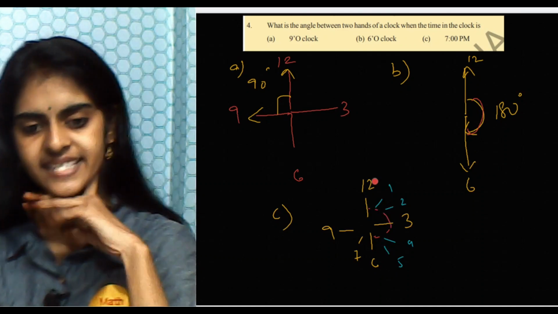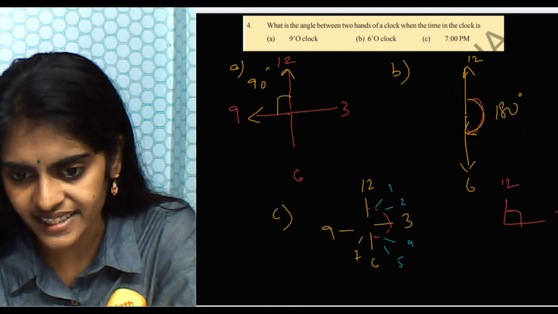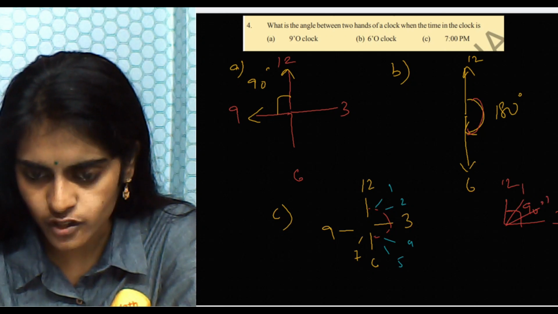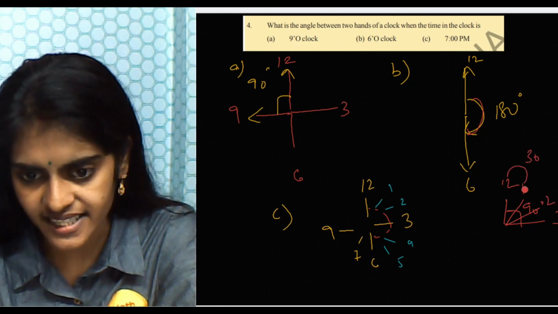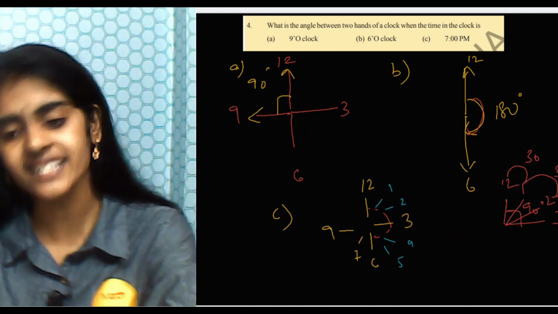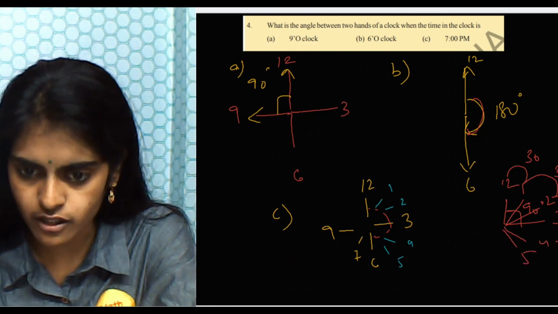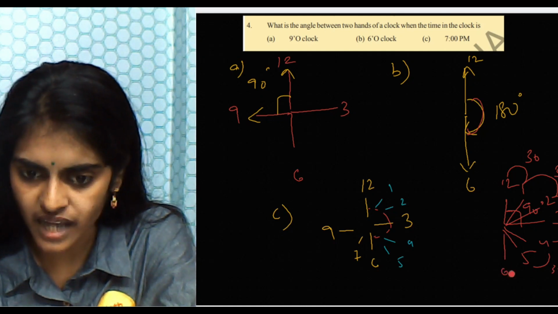Now see from 12 to 3. This is nothing but 90 degrees. So divide this 90; here you have 1 and 2. From 12 to 1 it is 30 degrees, from 1 to 2 it is 30 degrees, 2 to 3 it is 30 degrees. Total is 90. Similarly, here you have 4 and 5, so this is also 30, 30. Understood? So for every 5 minutes you will have 30 degrees.